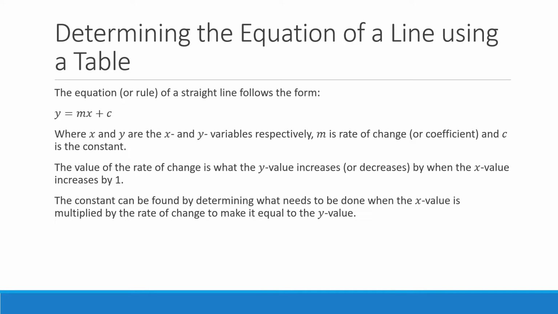Now, to determine the equation of a line, we're going to use the general form of a line, which is y equals mx plus c. x and y are variables, so our rule should still have x and y in it. But the other two letters are important too. m is what we call the rate of change, the coefficient, the number in front of our x term, and c is our constant.